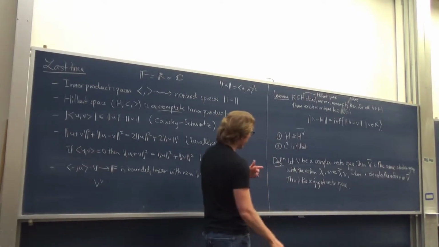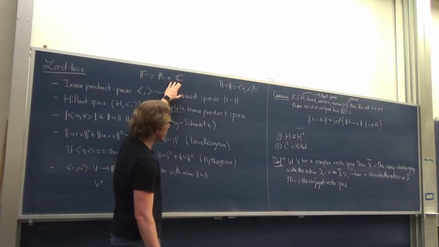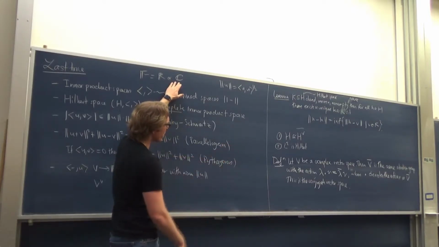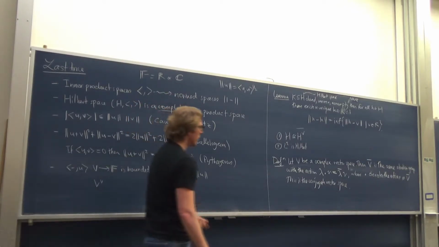Okay, so in the real case, I'm often working in a case where I don't know whether the field is R or C, and it's convenient not to have to spell it out. So if F is R and I write V bar, I just mean V. That's the convention. Okay, so in the real case, bar does nothing.